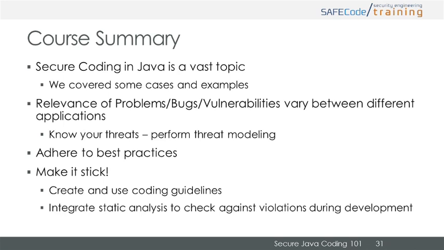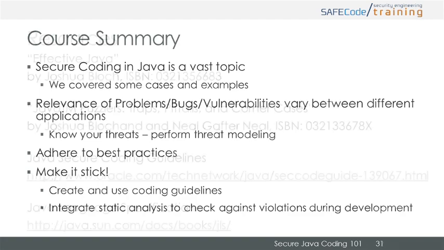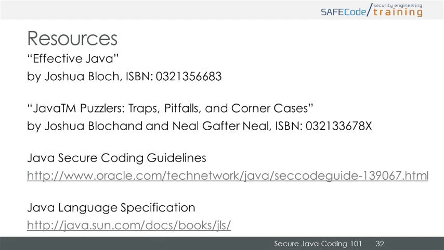For example, avoid using the reflection API. And to ensure that security vulnerabilities are avoided for your future developments, create and use coding guidelines. You'll find some good resources to start with on the next two slides. Also, use static code analyzers to find the bugs that still made it into your application. The links here provide more information on secure coding guidelines for Java.